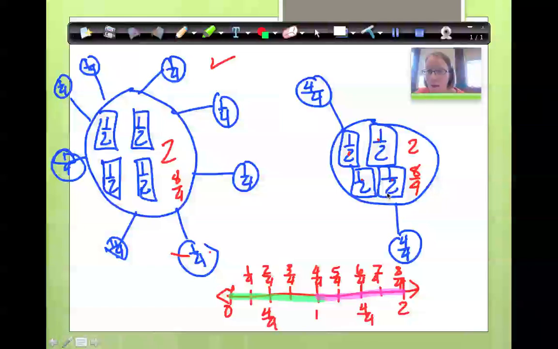Okay? And we showed it using a number bond, we showed it using a number line, and we took them apart. Alright, good luck. I'll see you tomorrow.